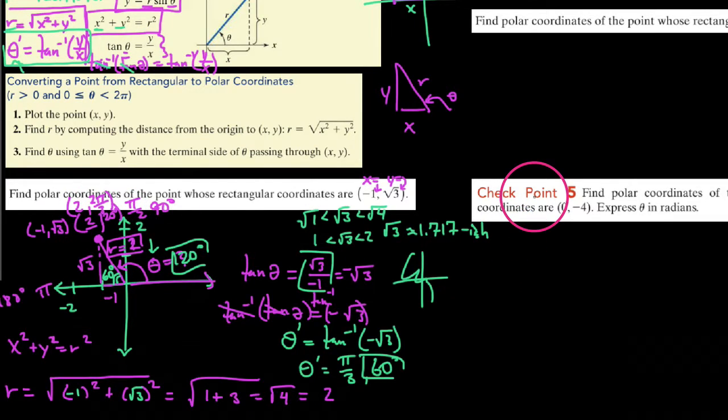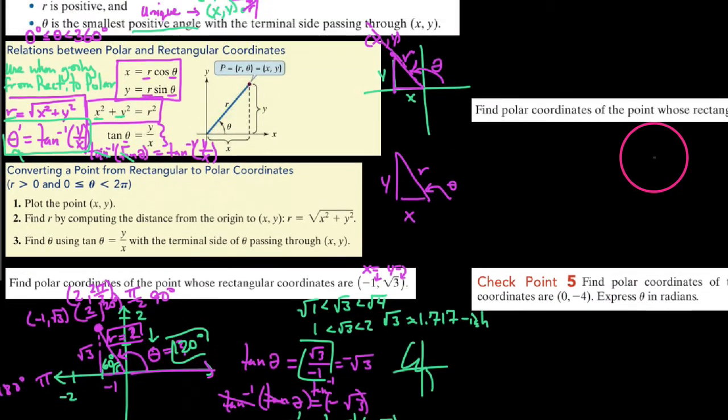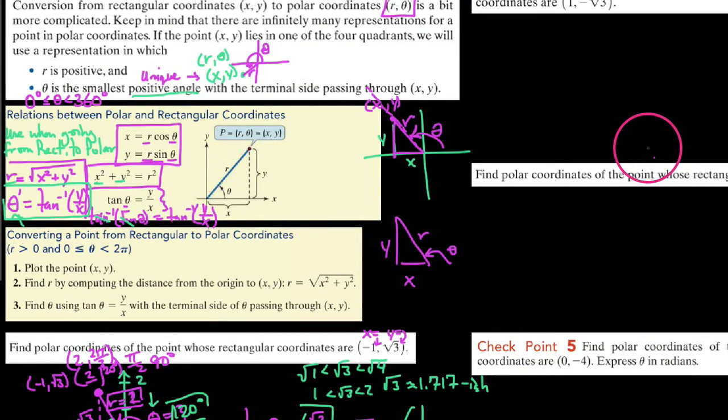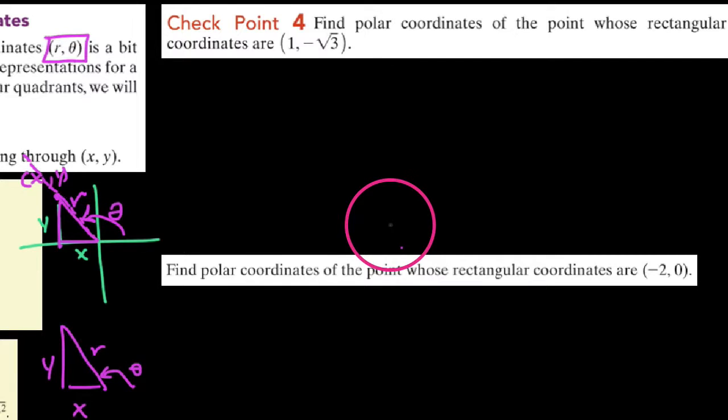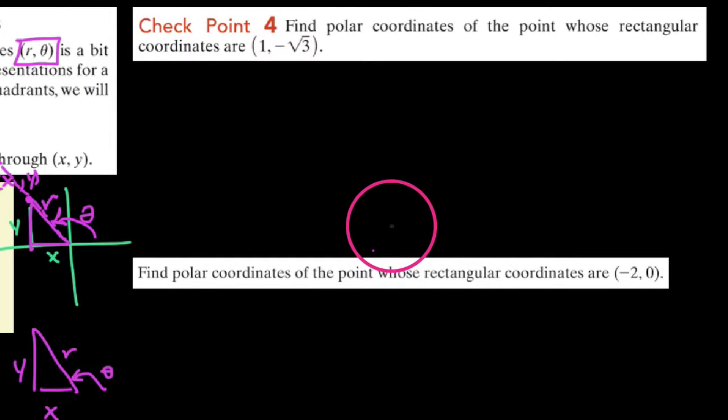So let's take a look at doing this on your own here. I would encourage you to pause the video and give this top example a shot. Graph the point 1 comma negative root 3 in rectangular form, and then convert this into polar.